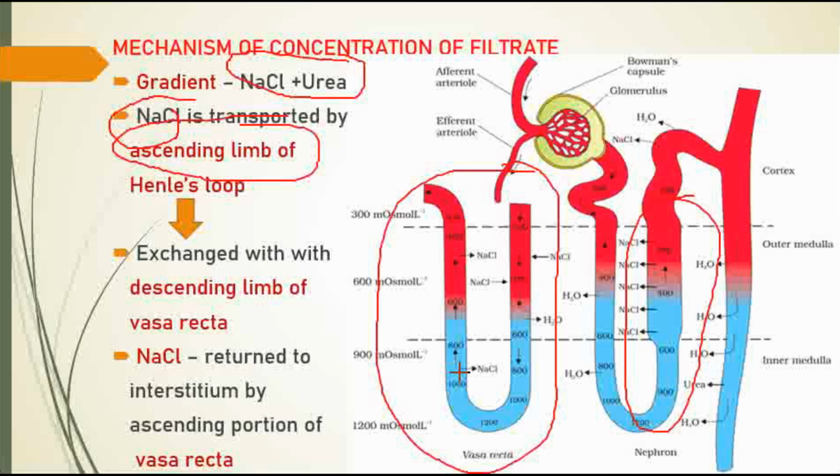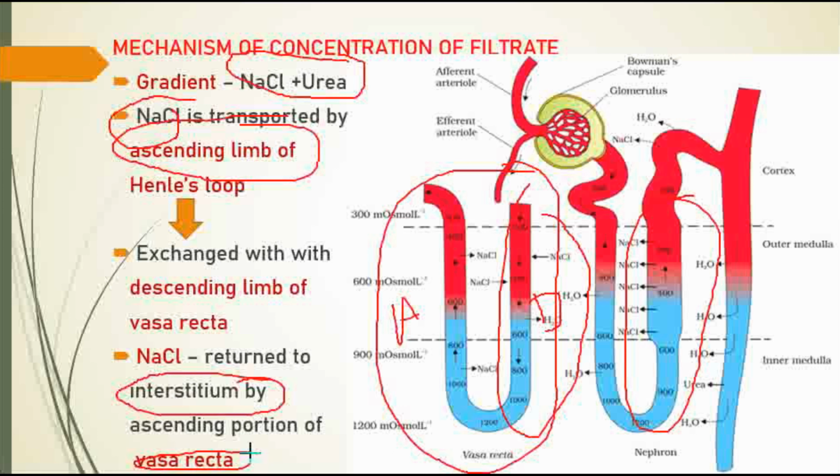In this case, this is the ascending limb and this is the descending limb. So here the NaCl gets exchanged. NaCl goes out from here and is exchanged with the vasa recta descending limb. This is how NaCl is exchanged between the two structures, and NaCl is returned to the interstitium by the ascending portion of the vasa recta.